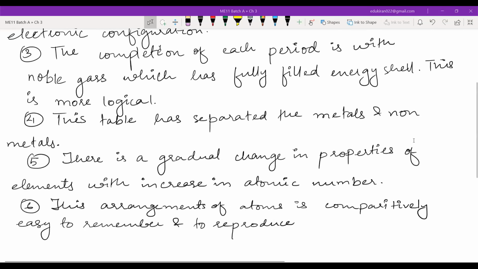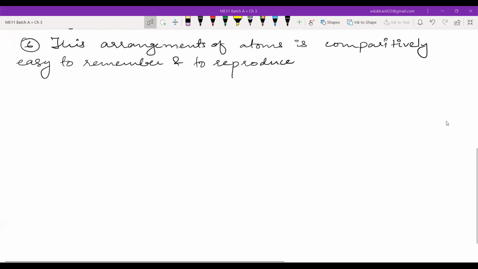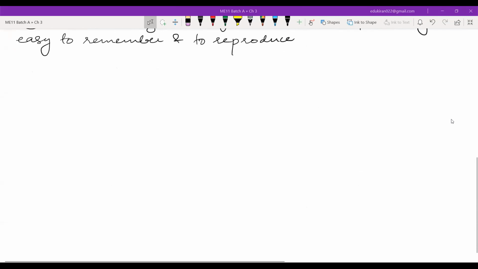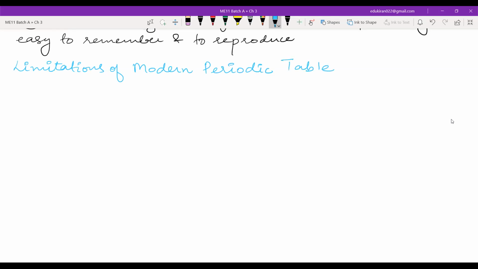Done, sir. Okay. After this, write a few defects or what we can say is limitations. We cannot write disadvantages, but rather these are the limitations of modern periodic table. We also say a modern periodic table as the long form of periodic table. Okay. And the first defect or limitation is the position of hydrogen.